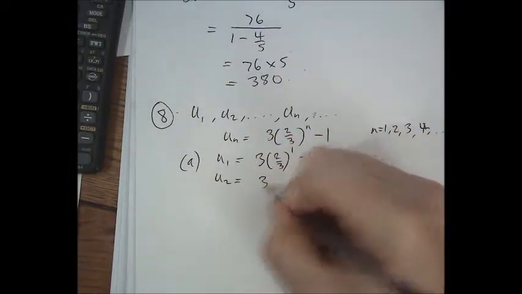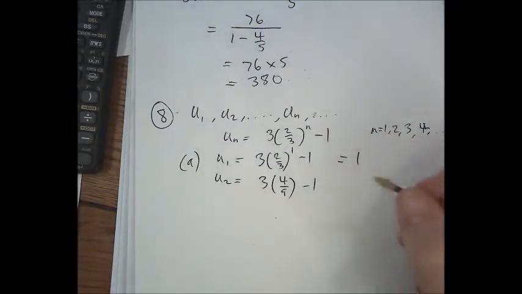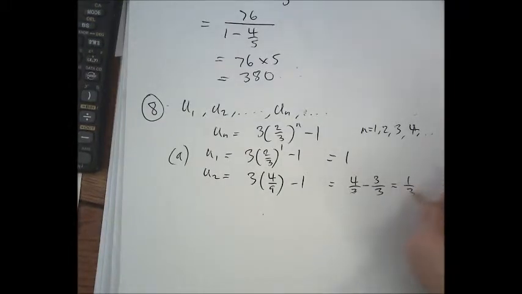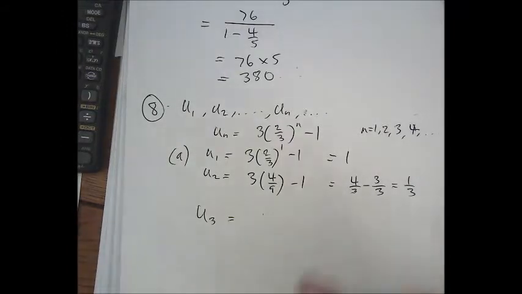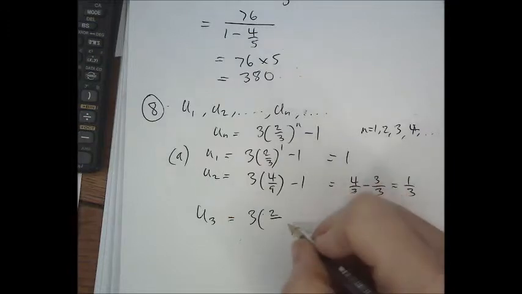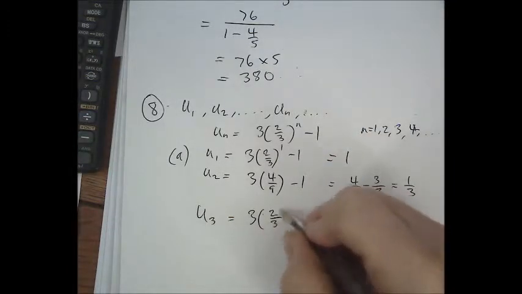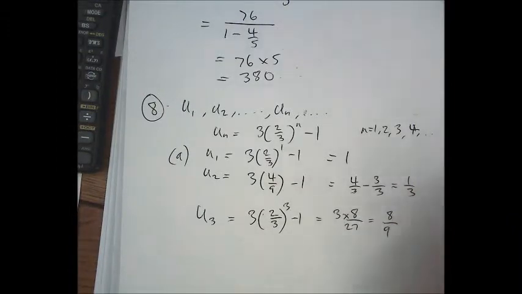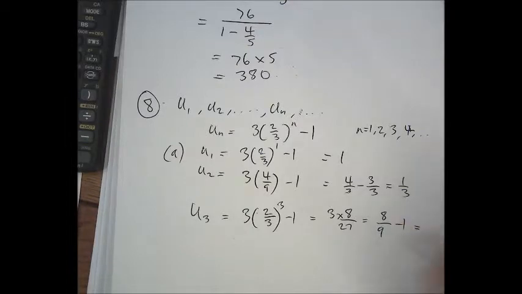Second term is, this is now 4 over 3 minus 1, which is 3 over 3, so that's a third. And the third term is, what is it? It's 3 times 2/3 to the power of 3 minus 1, which is 3 times 8 over 27, which is 8 over 9 minus 1, which is 8 over 9 minus 9 over 9, which is negative 1/9.